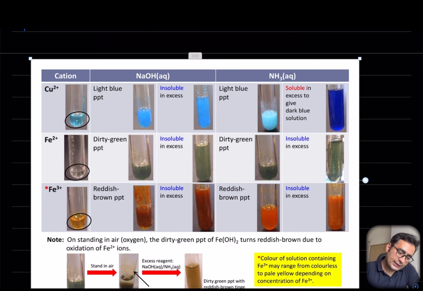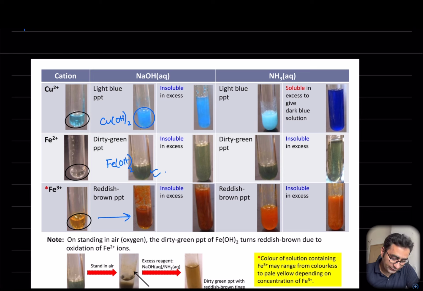Now if you add a few drops of aqueous NH3, if a light blue ppt forms, it indicates this is copper hydroxide. Iron 2 forms iron hydroxide. Now the color change, you can see this is green. And iron 3 forms a red-brown ppt, that is iron hydroxide, Fe(OH)3.